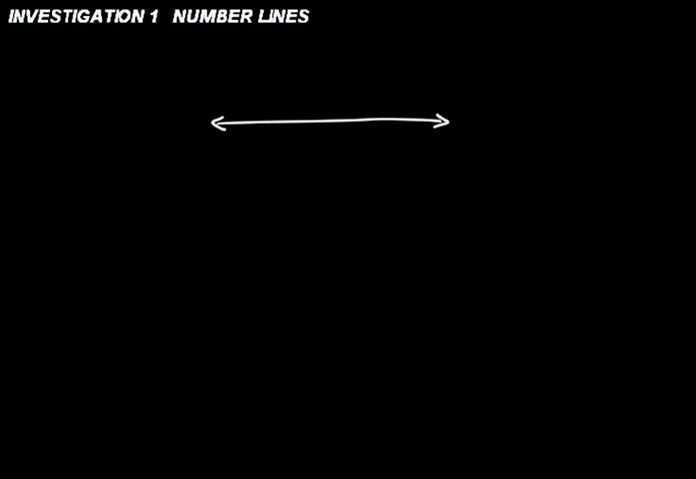Now, if we put some marks called tick marks on this line and we evenly space those, and then we put some numbers on here, let's say 0, 1, 2, 3, 4, 5, 6, and 7, now we have a number line.